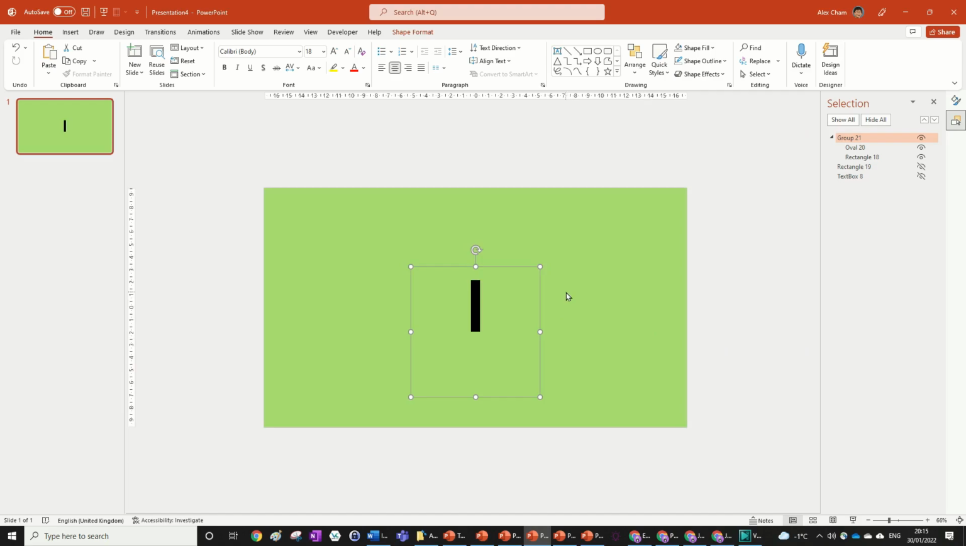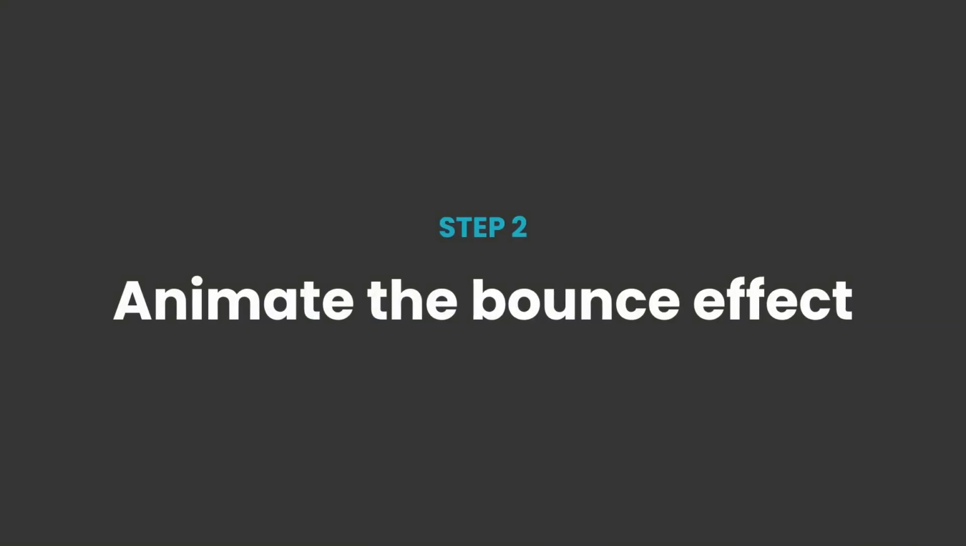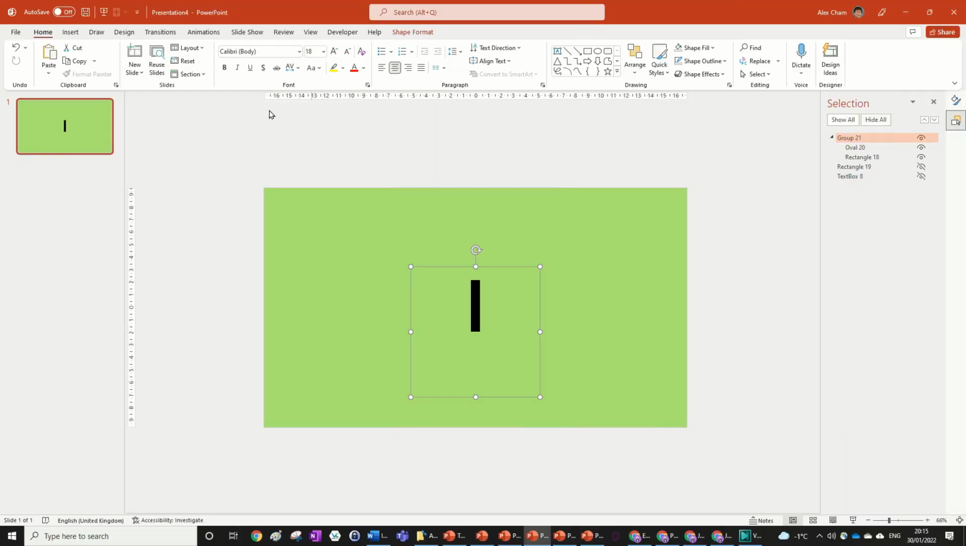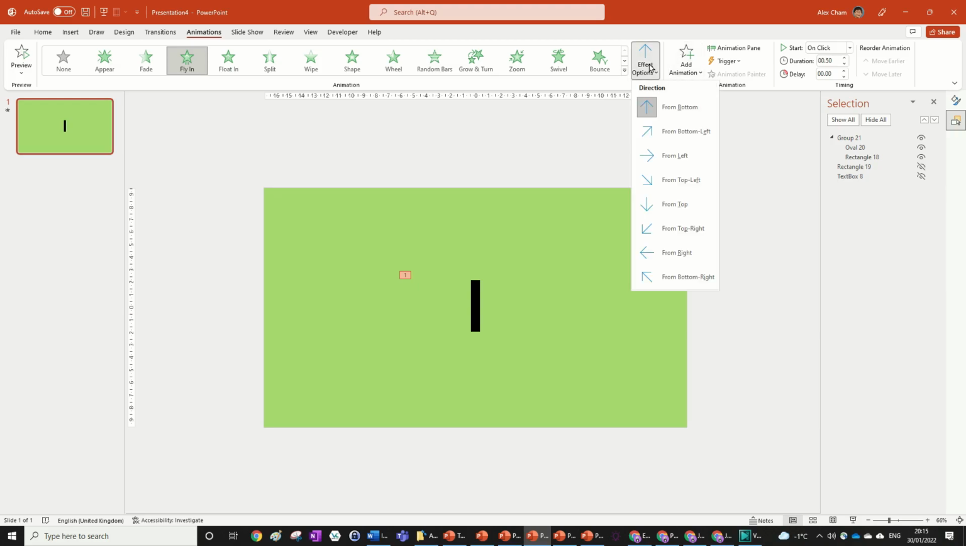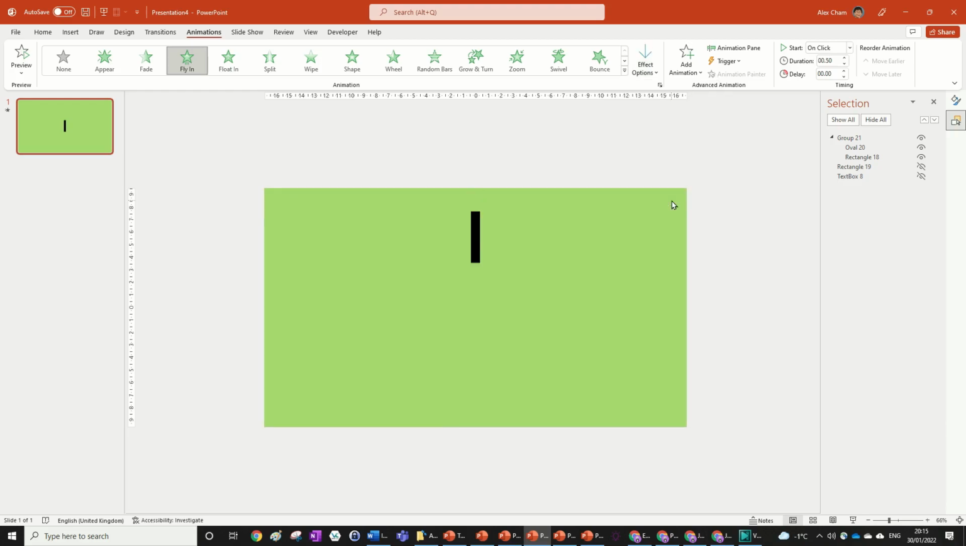So we're now going to add the bounce animation to this group. This is our next step. We're going to go animation and go fly in. Now of course this is the wrong direction, because when we have a bounce it follows gravity, and gravity is always acting downwards, which is good because otherwise we'd all be flying into space. So we're going to change our effect options to be from top, so it goes straight from the top and falls down to the ground.